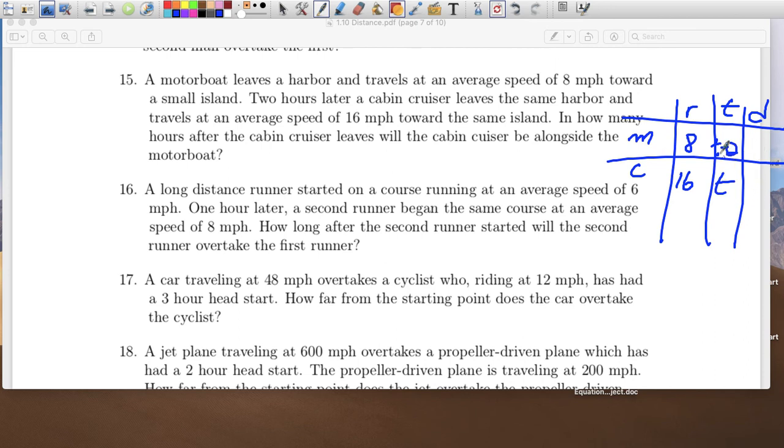And this guy's only just T. Okay, so multiply this, you get 8T plus 16. This is 16T. We're going to write that the distance that they each travel is the same, right? So we're going to get 16 equals 8t, and t equals 16 divided by 8, so 2. In 2 hours, they were side by side.